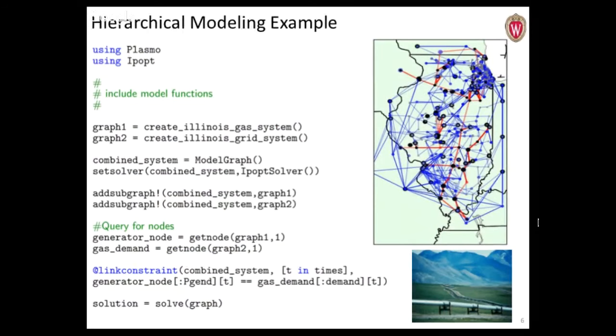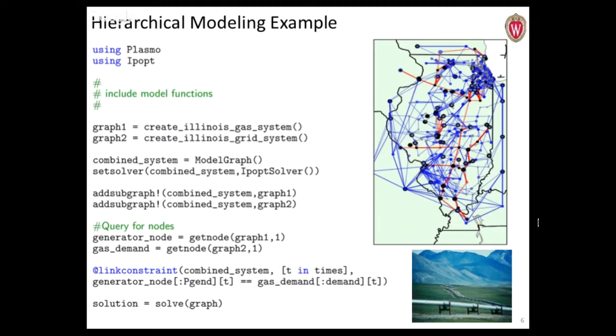So again, using the same packages, some include functions here. We're assuming we've parameterized. We have our functions that are creating our graphs for these Illinois gas and grid systems. We're using this Illinois system because it's something we have data for. So it's a really nice, big, juicy problem we can use to test this modeling platform.